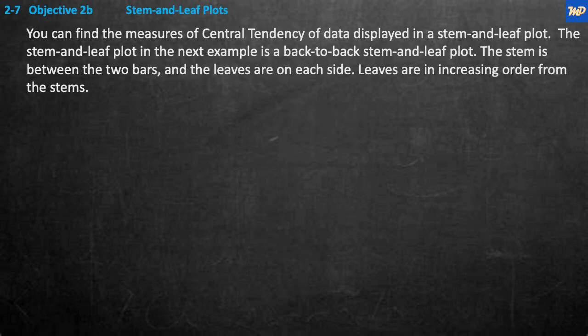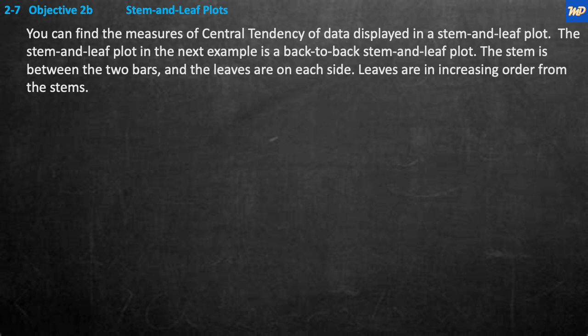Okay, objective 2B, stem and leaf plots. You can find the measure of central tendency of a data display in the stem and leaf plot. The stem and leaf plot in the next example is a back-to-back stem and leaf plot. I spoke about that just recently, where you're going to have data for 2 different data sets. In our case, it's for city and highway gasoline mileage for a car. So we're going to look at data on 2 sides.